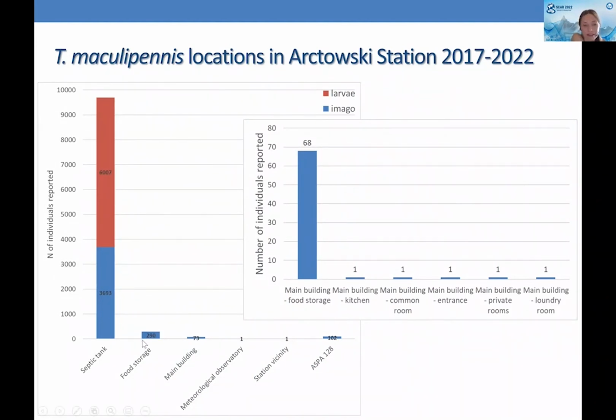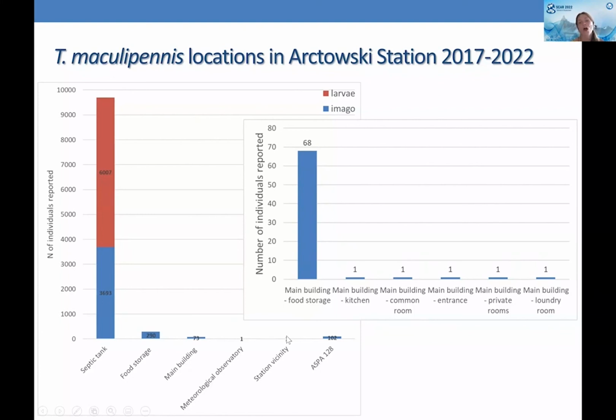However, we still find flies mostly in food storage in the main building. As you can see on the other graph, in the main building we find them mostly in food storage containers. Single individuals were also found in the kitchen, common room close to the entrance, a private room and the laundry, where they probably spread through the ventilation ducts. There were single individuals found in a small building, the meteorological observatory close to the main building, and also outside of buildings.